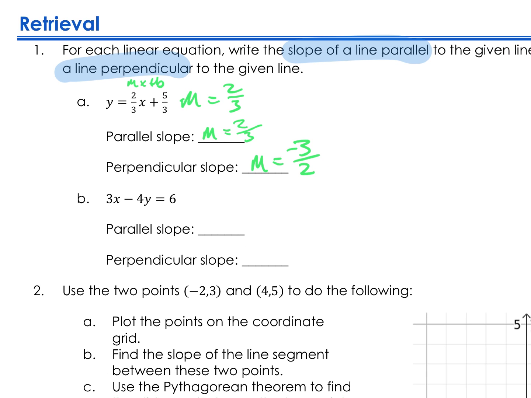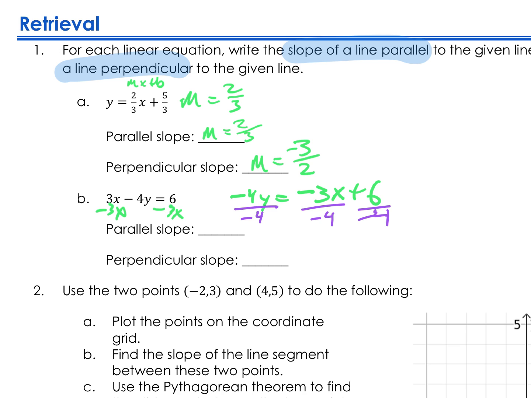Okay. Now, on this one, we've got to be careful because it's not solved for y. So we are going to have to solve this for y. We can do that by subtracting 3x from both sides. And we end up with negative 4y equals negative 3x plus 6. You could also say 6 minus 3x would be fine also. And then we got one more step. We got to get that negative 4 out of there, so let's divide by negative 4. You need to divide everything by negative 4, all right?